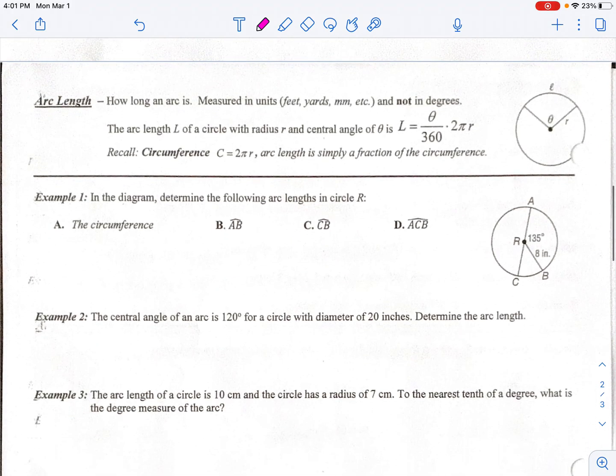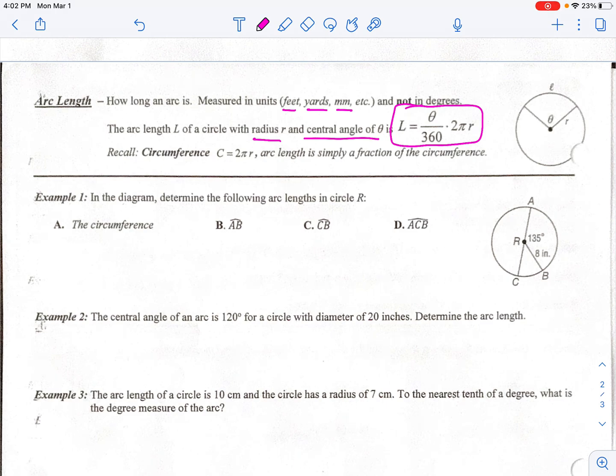Now what we're going to do next is arc length. It wants to know how long the arc is. So not only how many degrees it is, but if I were to stretch it out and actually measure it, how long it is. So we measure it in units of feet, yards, millimeters, etc. The arc length involves the radius and the central angle, and we have this nice formula here to help us out.